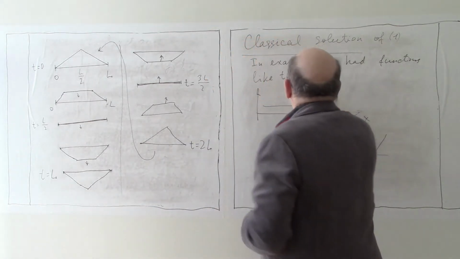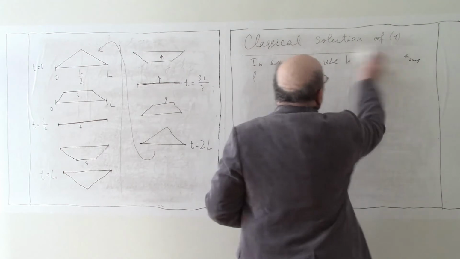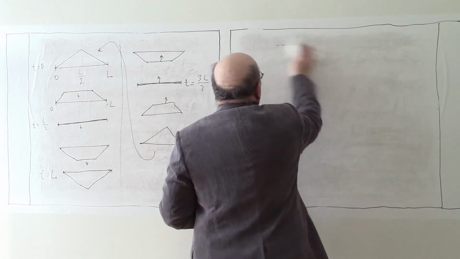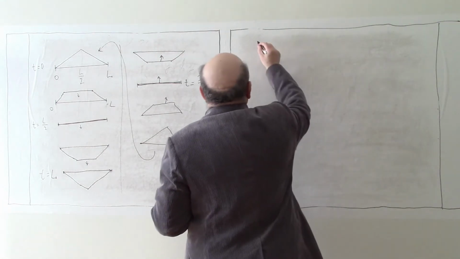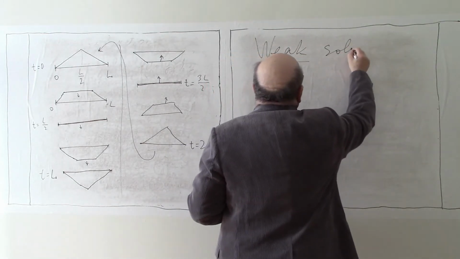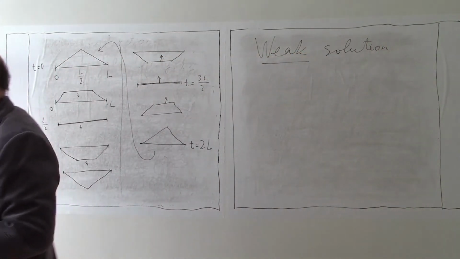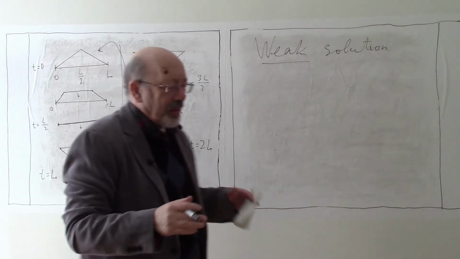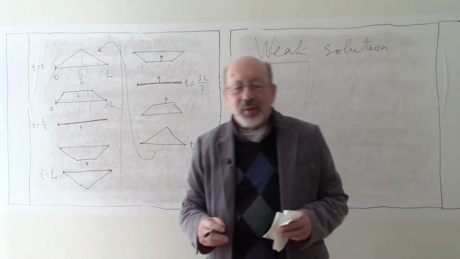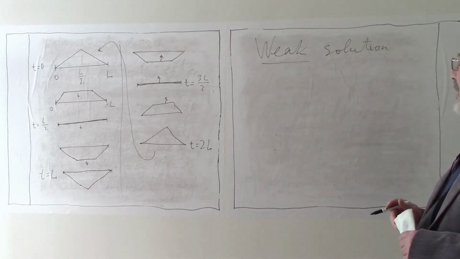To overcome this contradiction, we first use a good word and call this solution a weak solution. Weak solution, as opposed to classical. So a classical solution is a smooth solution, also called a strong solution, and this solution is not a classical solution, it's a weak solution. And now let me give you a definition.